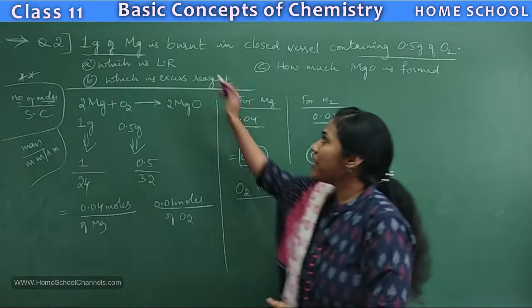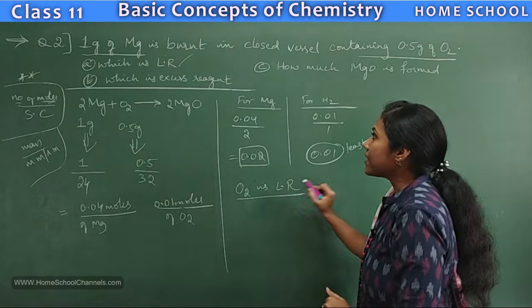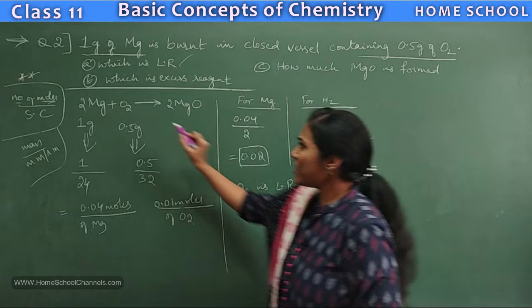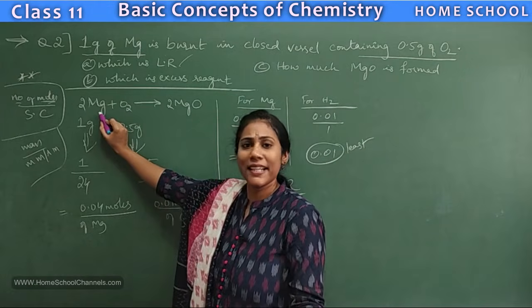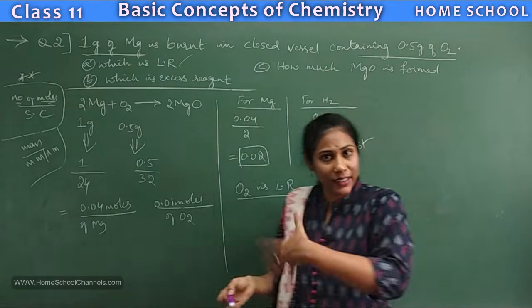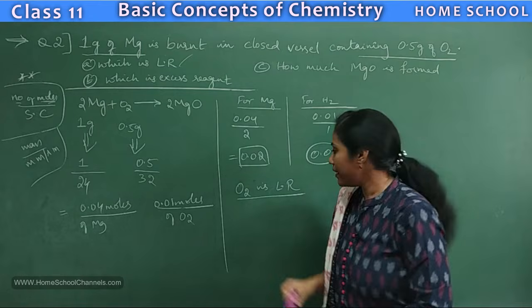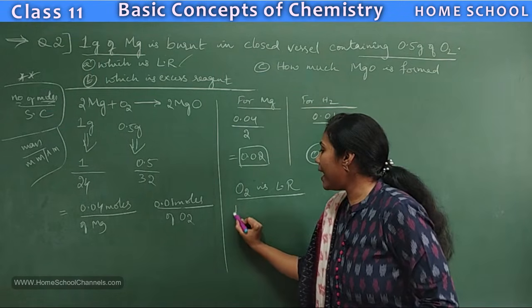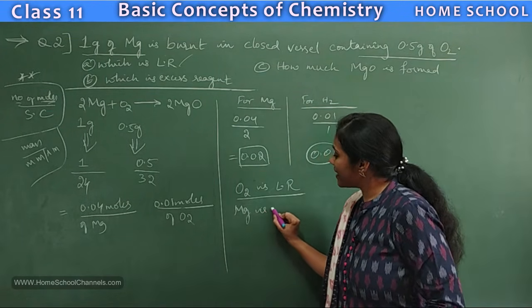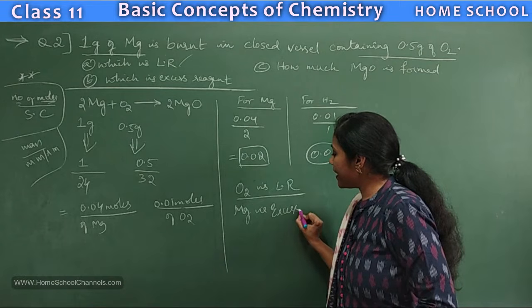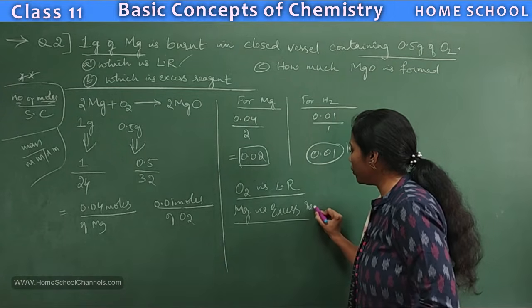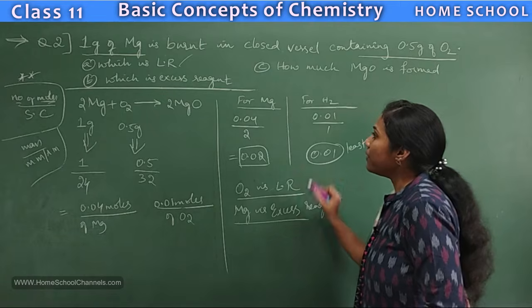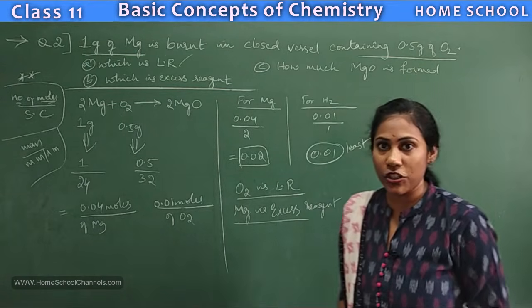So we got the answer to the first question. Oxygen is the limiting reagent. When oxygen is the limiting reagent, which will be the excess reagent? Definitely Mg. The other reagent is the excess reagent. So when oxygen is the limiting reagent, Mg is the excess reagent. So we got the answer for the first question as well as the second question.